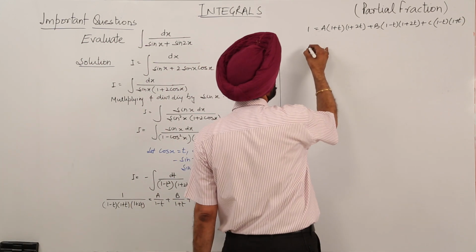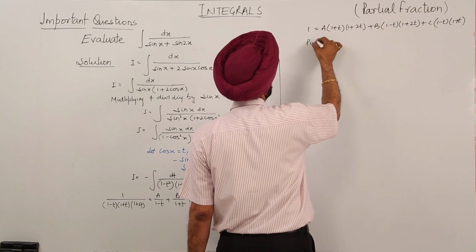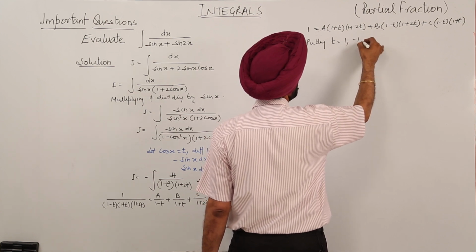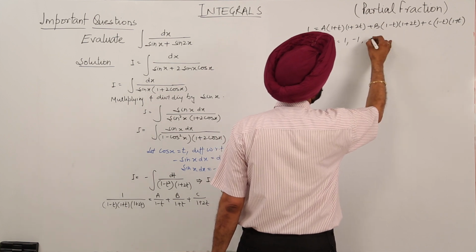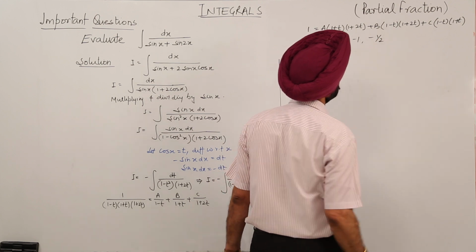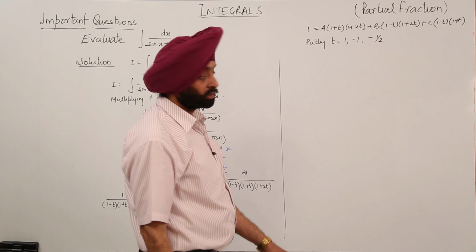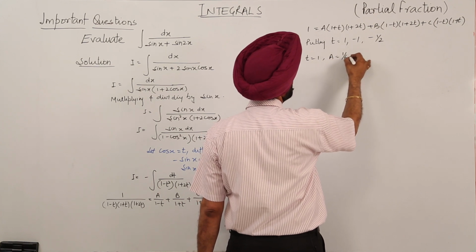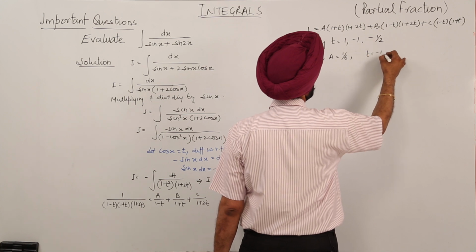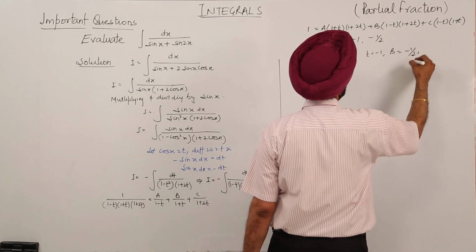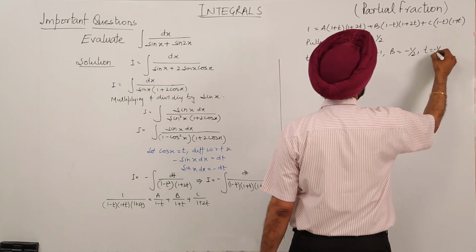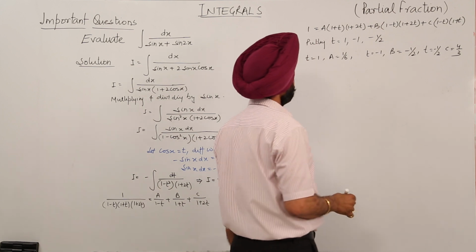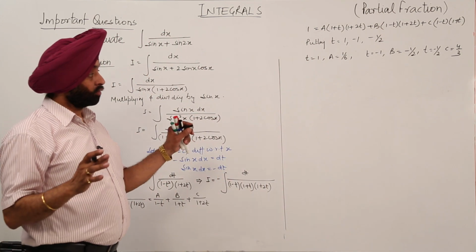Now putting t is equal to 1, t is equal to minus 1 and t is equal to minus 1 by 2, where 1 plus 2t is equal to 0. When we are putting t is equal to 1, we are getting a is equal to 1 by 6. When t is equal to minus 1, b is equal to minus 1 by 2, and when t is equal to minus 1 by 2, c is equal to 4 by 3. Is it alright? I have already solved this part.